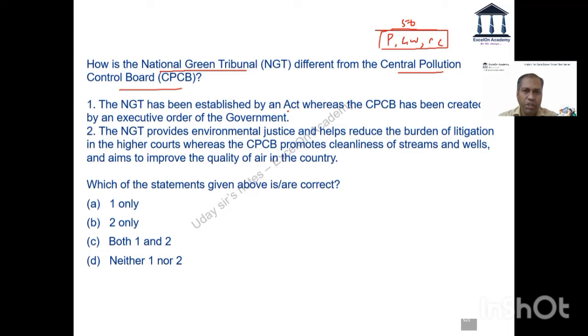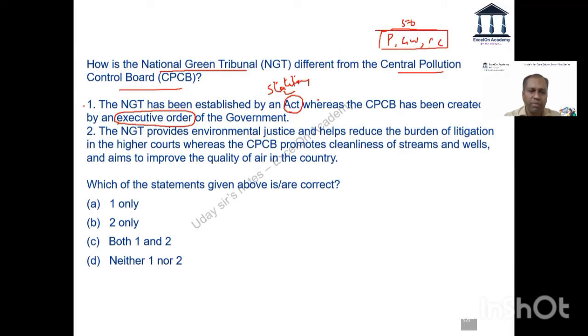NGT has been established by an act. Act means Act of Parliament. CPCB has been created by an executive order. So what we are saying is one of them is a statutory organization, whereas the other is not. Any thoughts on this? Anyone, based on what we have studied?